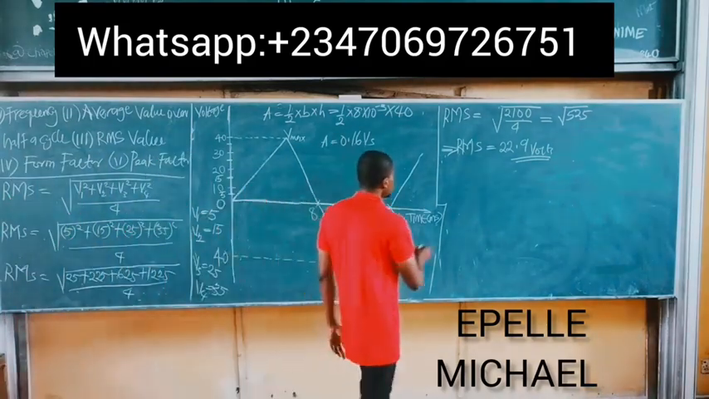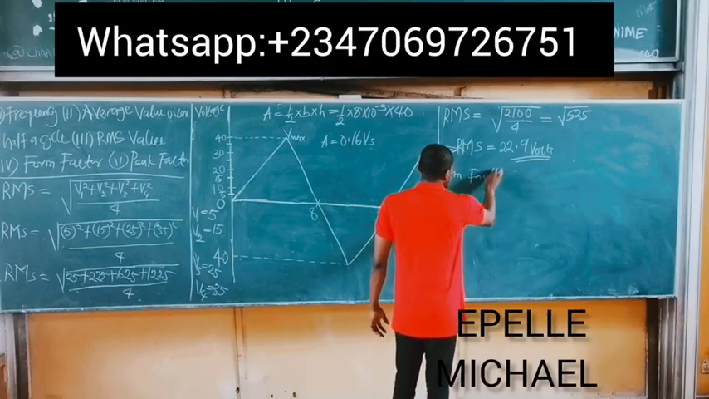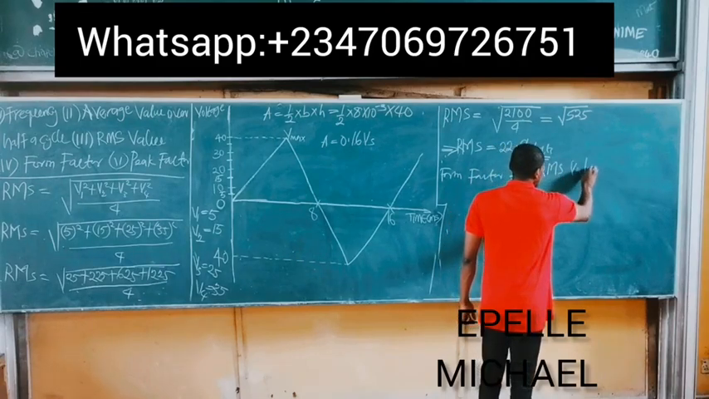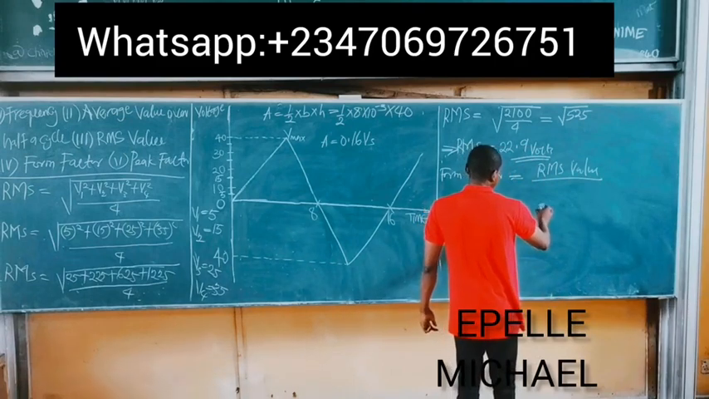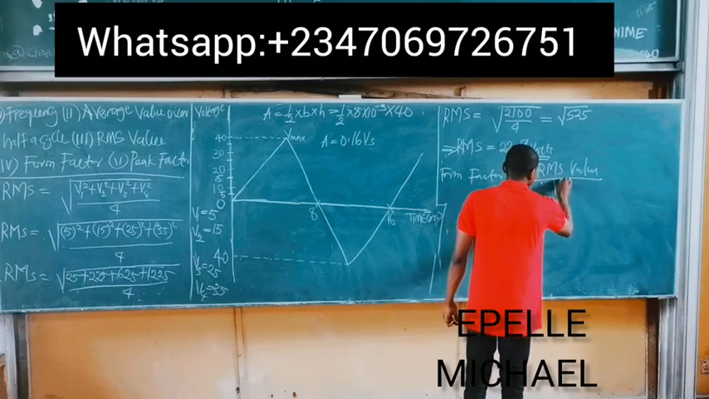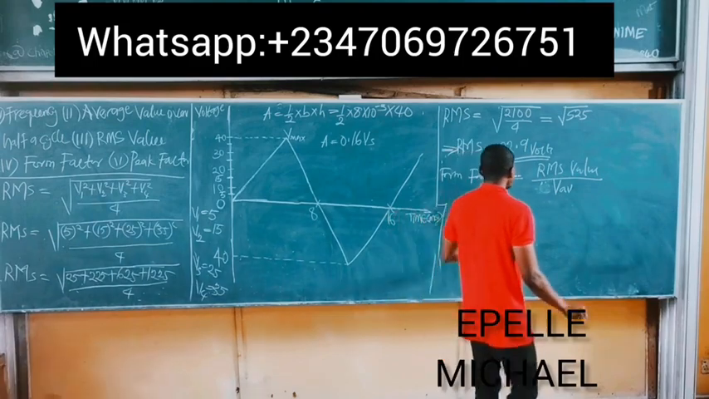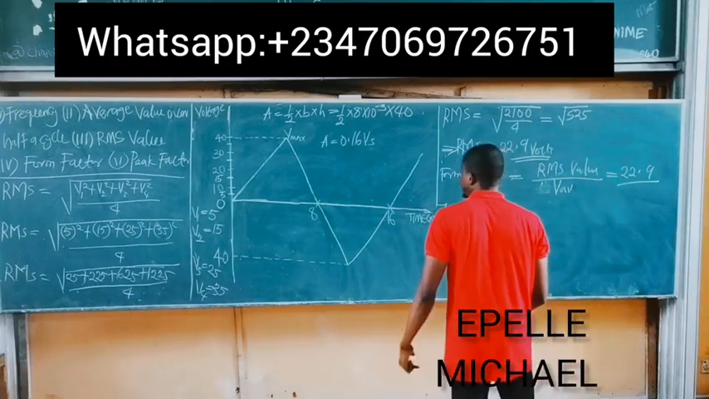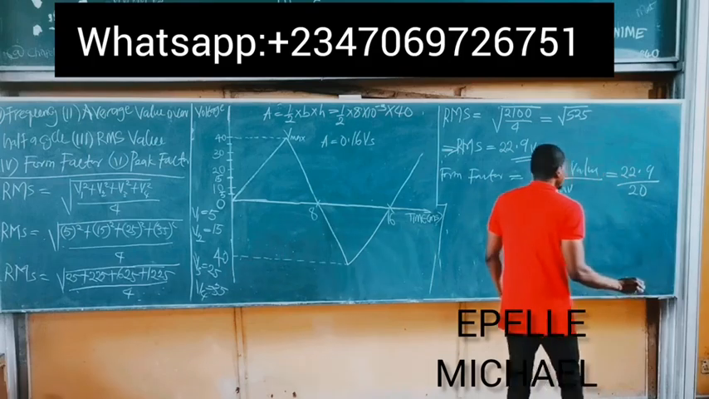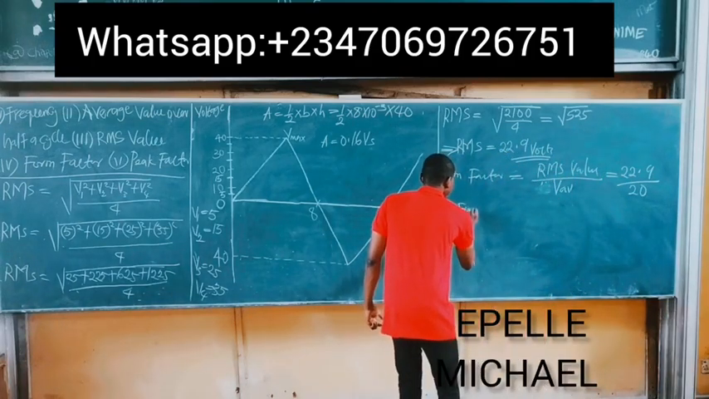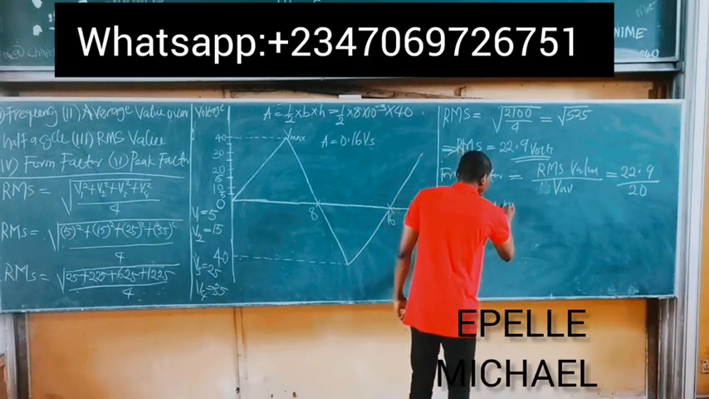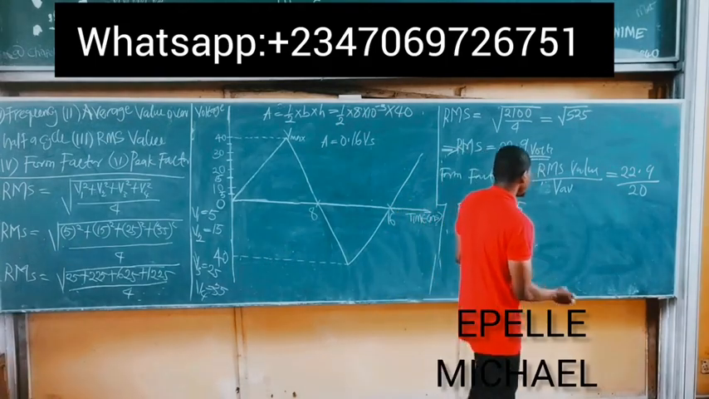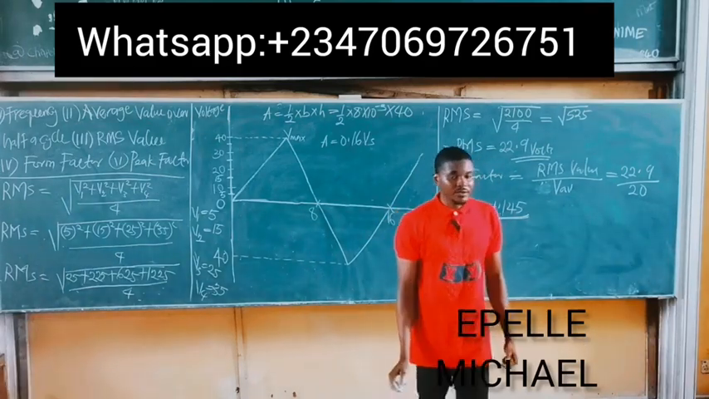Form factor is simply given as the root mean square value, RMS value, divided by the average value of the voltage. The root mean square value gave us 22.9, all over the average value 20. So please give me this value. So form factor is equal to 1.145. I don't think it has a unit, it's a ratio of volts, it doesn't have a unit, so you have that.